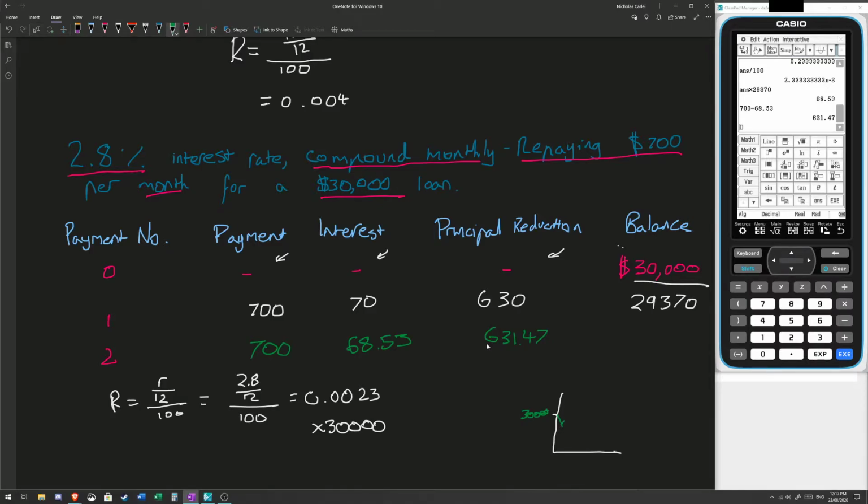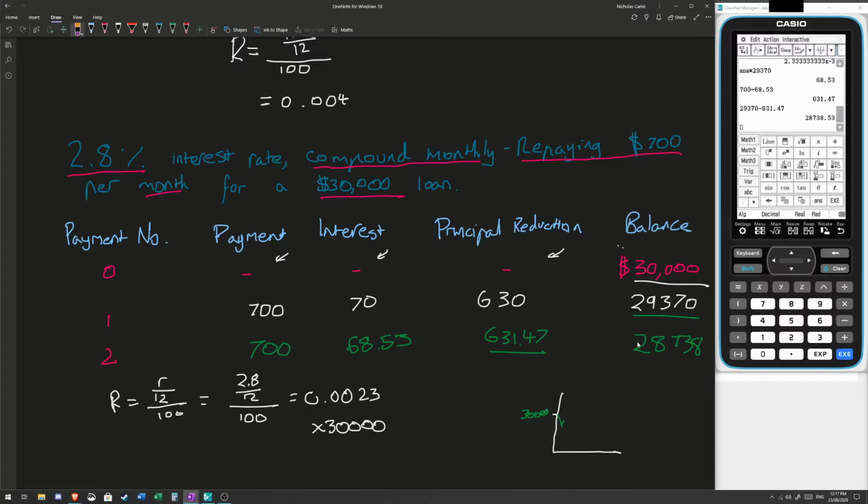Okay. So to work out now what our current balance is, we go 29,370. We take off what we've reduced our principal by. So it's our balance, take away a reduction. $28,738.50. Oh, I'm running out of room. I'll just leave it at that for now. Okay. So that's what we're left with.